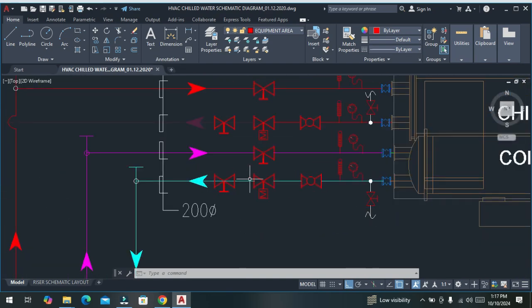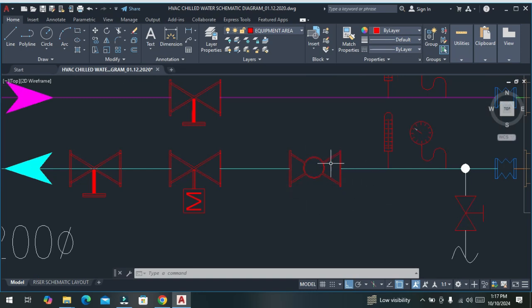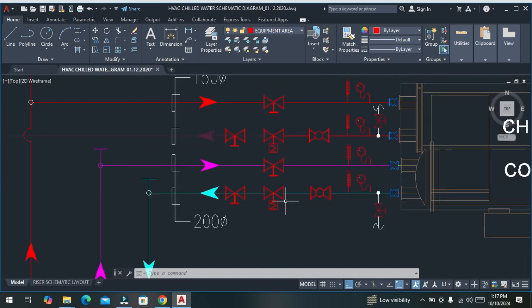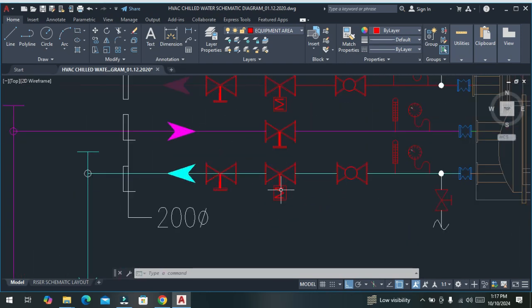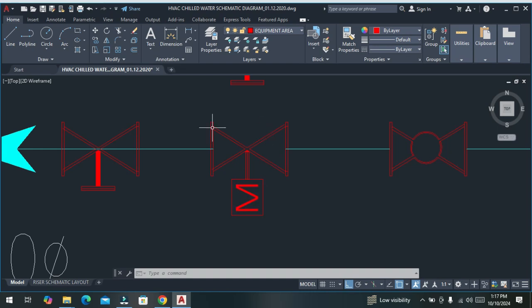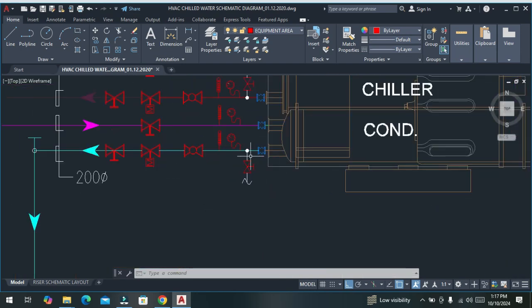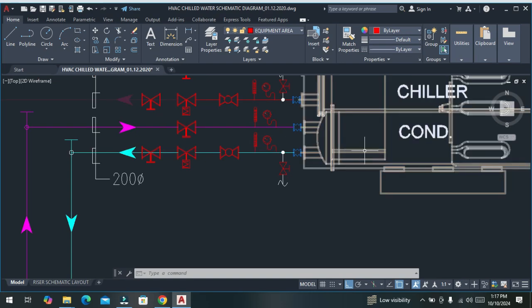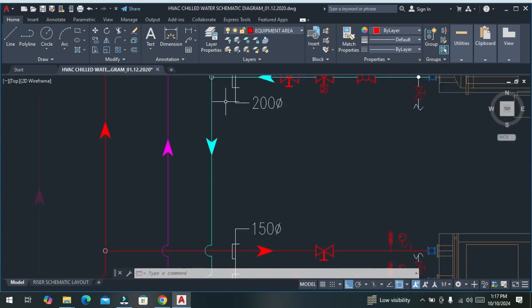Now for this water, again here we have a valve. This is the balancing valve, and then again we have a motorized valve. This valve will be operated through BMS, the building management system, or CPM, the chiller plant manager. And this is the gate valve, or we can say a butterfly valve as well. So water is leaving from this condenser outlet, and where is it going?